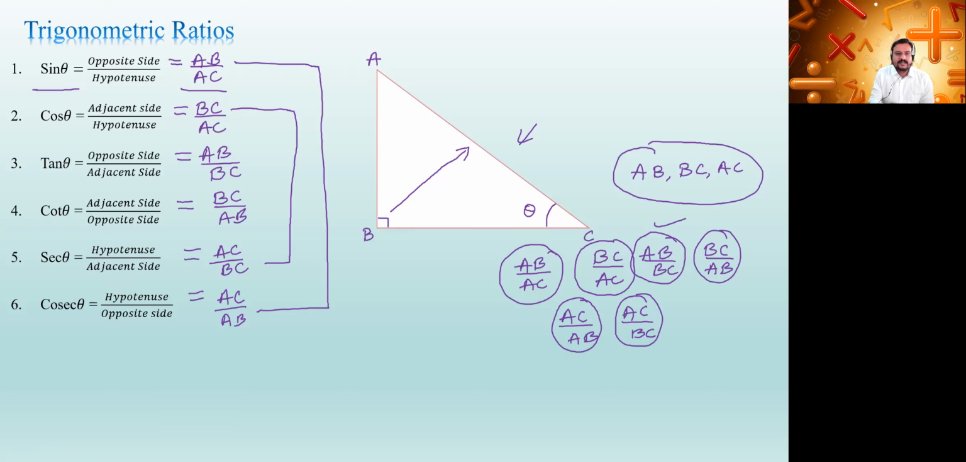And these are the formulas how we got it, and it is completely based on the right angle triangle only. Depending on the three sides, if we randomly take the ratio of any two sides, we get one trigonometric ratio. This is how we find the trigonometric ratios.